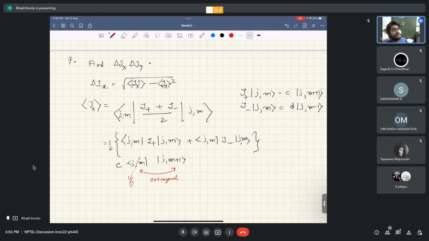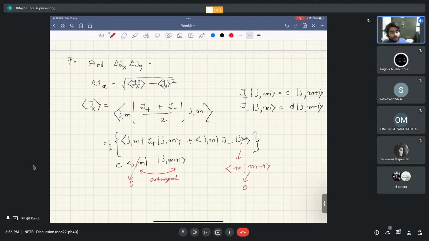The thing is, j plus raises the m to m plus 1, and when you sandwich with m, it doesn't give you back, right? Because of orthogonality of the wave functions, it will become 0. Similar thing happens here also. It will make m to be m minus 1, but from the left hand side you are attacking with m. Because these are orthogonal, this will be 0.